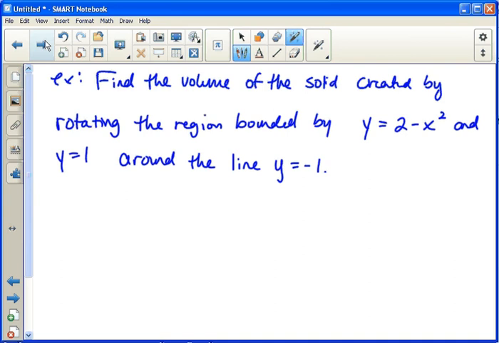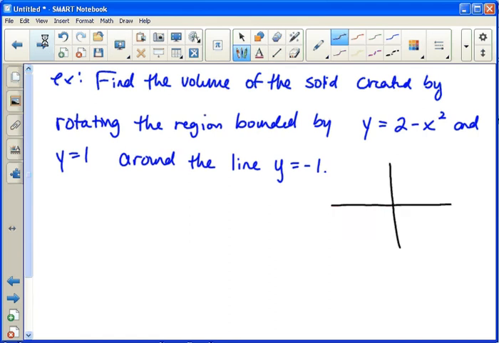Okay, first example, find the volume of the solid created by rotating the region bounded by y equals 2 minus x squared and y equals 1 around the line y equals negative 1. So let me sketch this for us. There's our coordinate plane. We have y equals 2 minus x squared would look something like that. And then y equals 1 would look something like that. So the region we're trying to rotate is this right here that I'm highlighting, or shading in. What we're rotating around is down here, y equals negative 1.